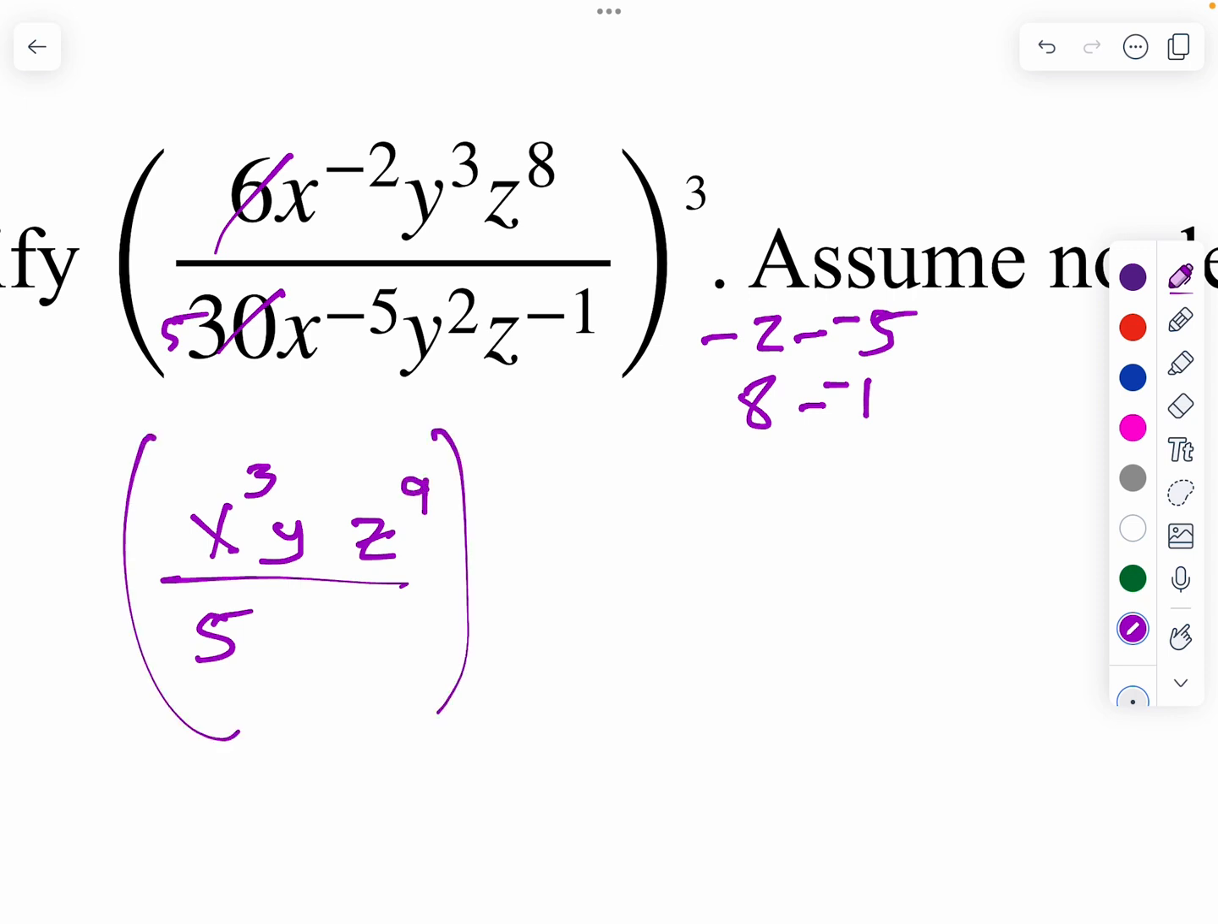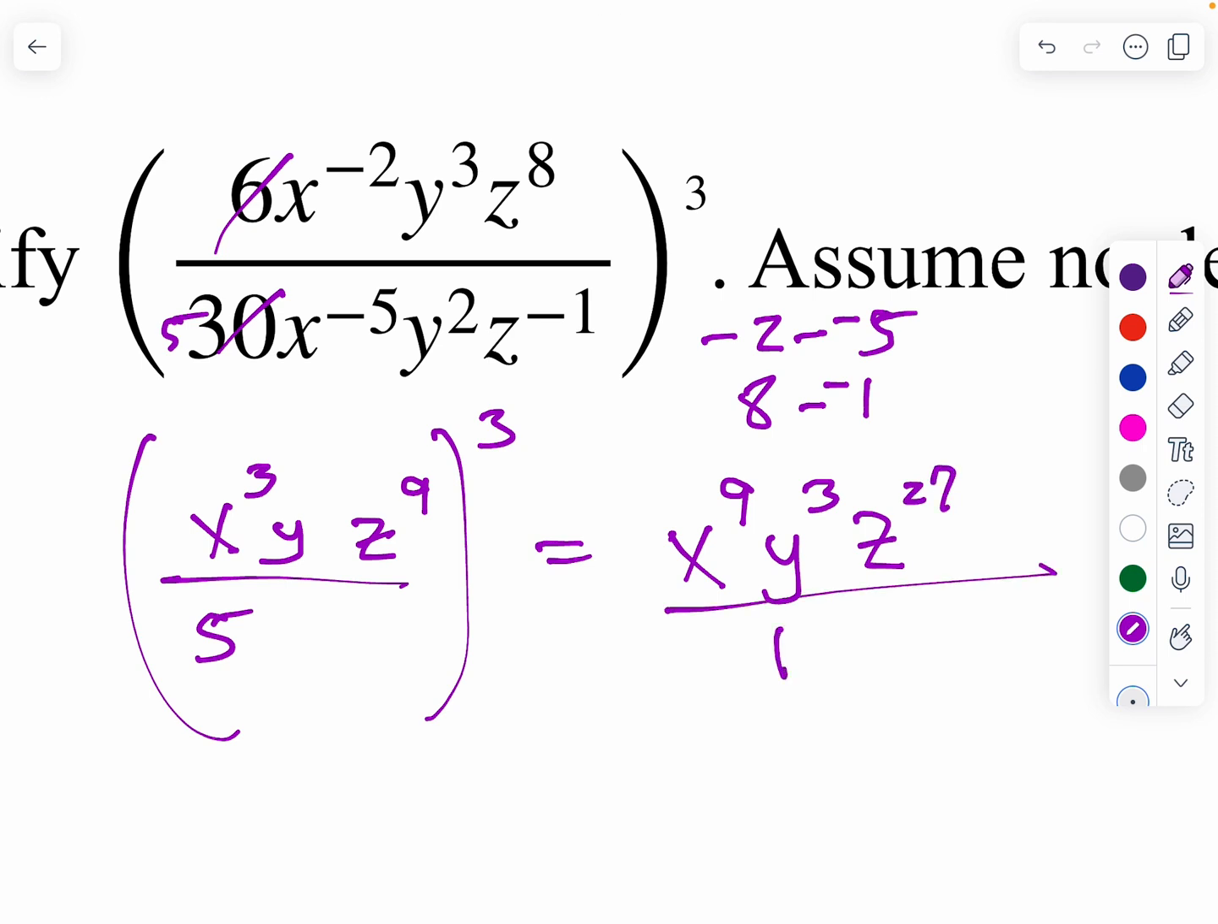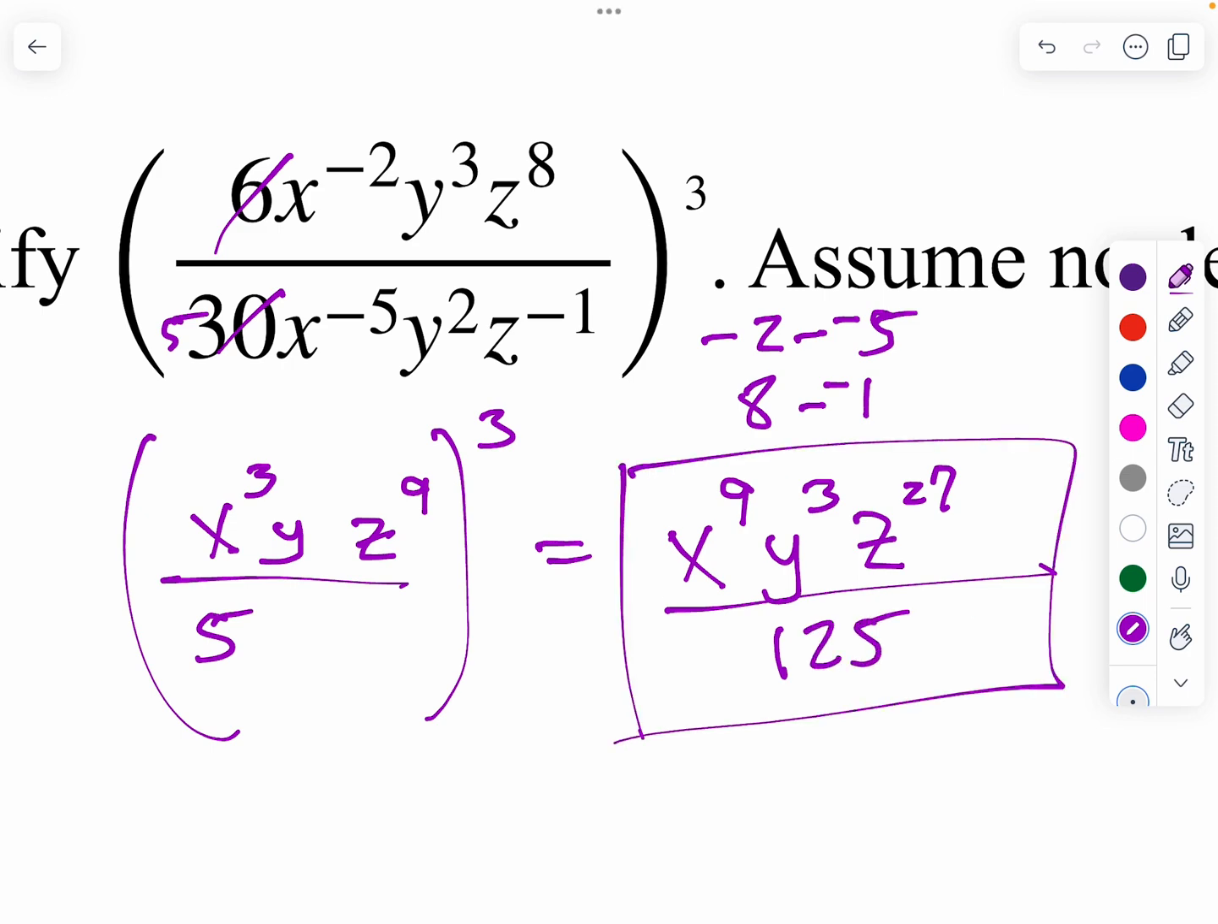Then I'm going to take that whole thing to the 3rd power. 3 times 3 is x to the 9th, y to the 3rd, z to the 27th, all over 5 to the 3rd, which is 125. And there's our answer. That's all we had to do.